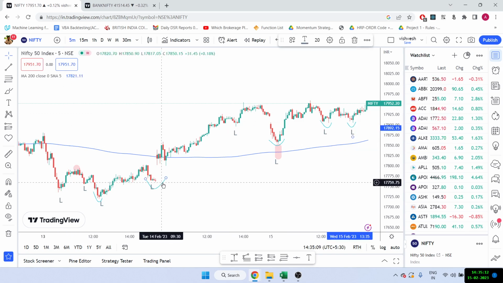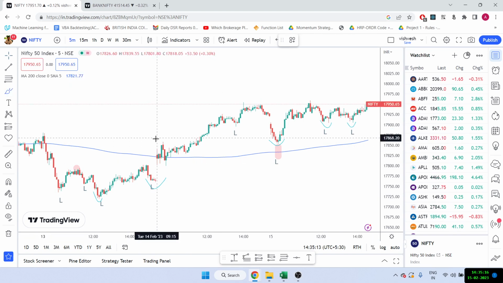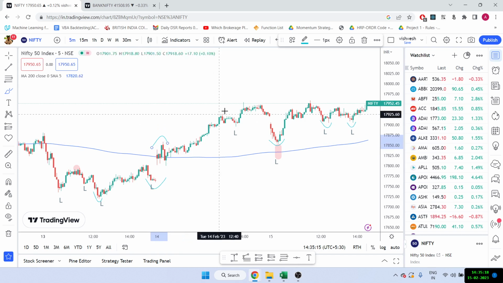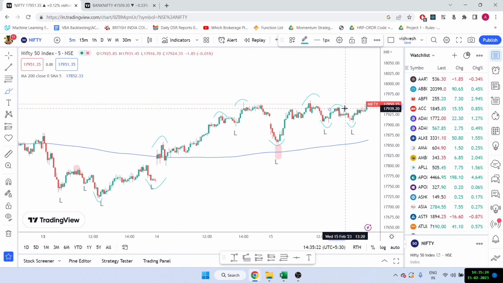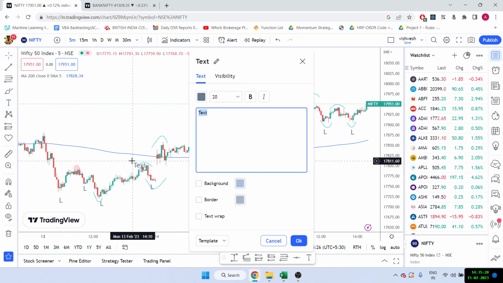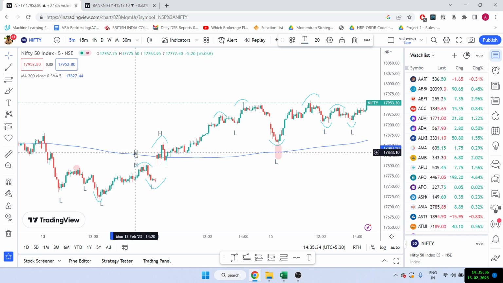And similarly, if we want to find the swing highs, it is the opposite. So the stock goes up and then comes down, the stock goes up and then comes down, and these are all the swing highs. So let us mark these swing highs as well. So we've got our swing highs and swing lows marked.